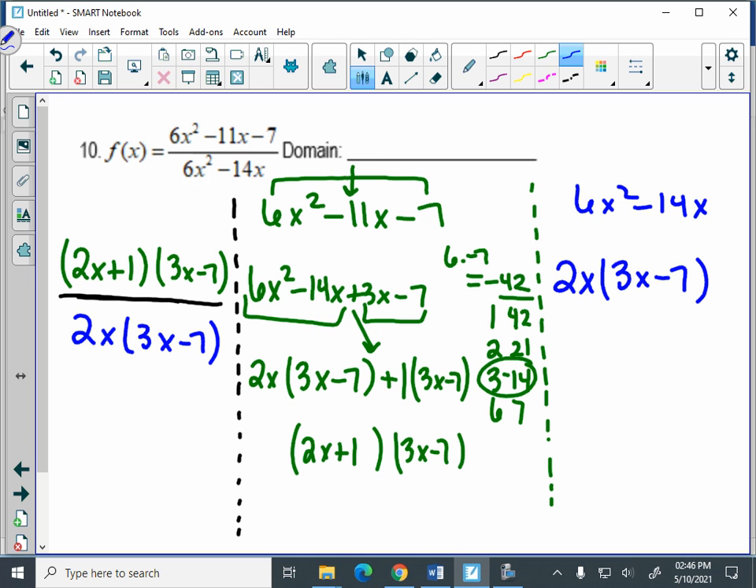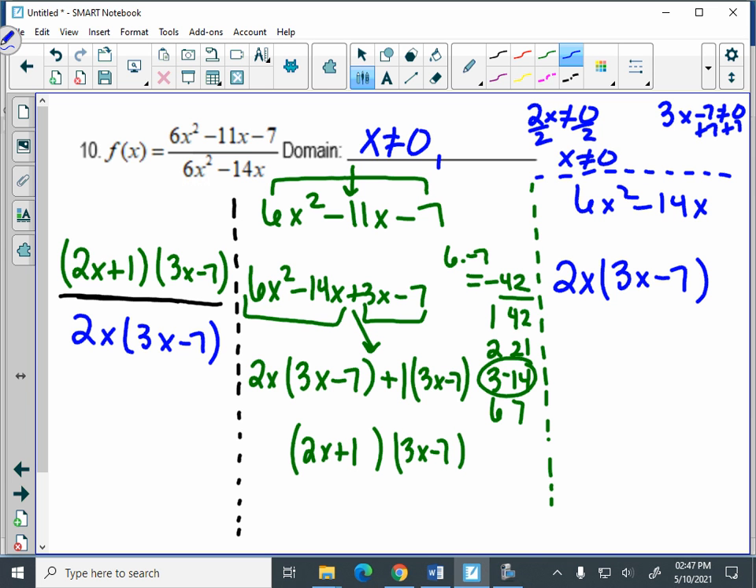Once you have factored everything, find your domain by taking your denominator and saying each factor can't equal 0. Because again, we can't have 0 in the denominator. So when we solve here, we divide by 2. We get x can't equal 0. When we solve here, we add 7. Then divide by 3. And we get x can't equal 7 over 3. There's our domain. Now we can cancel.